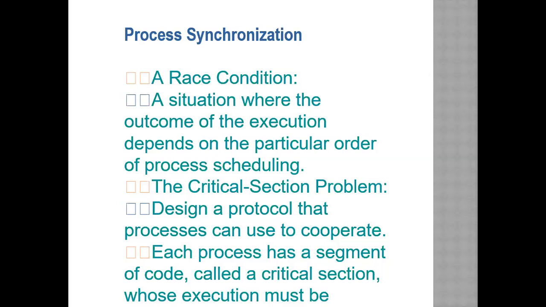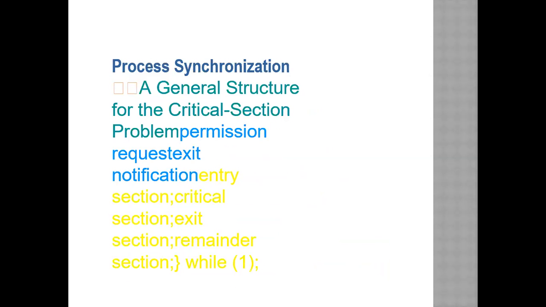So I properly do a design. This design can be a co-design, meaning it is hardware oriented, or otherwise software oriented. So the design aspects I talk about are valid for co-design or design aspects. Each process has a segment of code called a critical section whose execution must be mutually exclusive. So in process synchronization, the general structure for the critical section problem is: permission request to enter, notification of entry, critical section, exit section, remainder section, while 1.